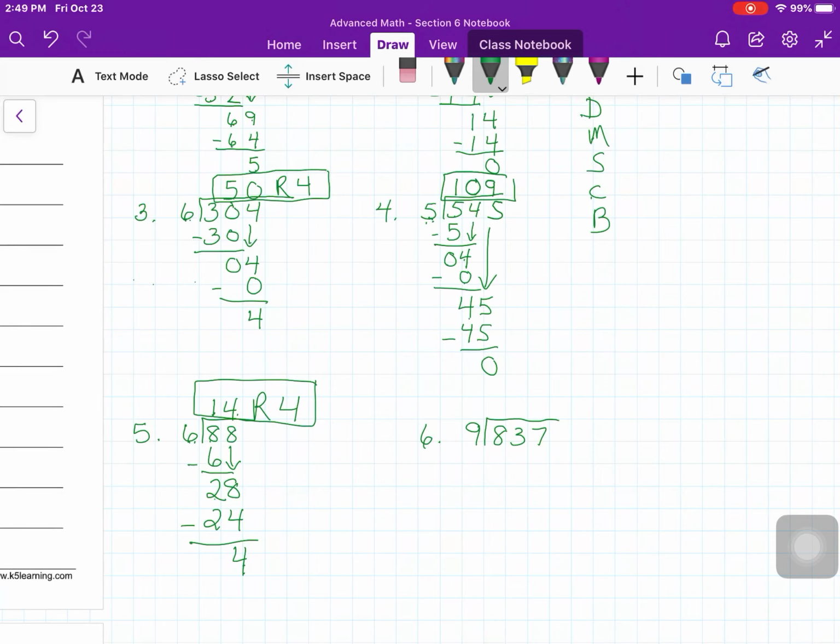And finally, the last one, I divide first, and so I say 9 goes into 83. How many times? It will go in there 9 times. I multiply 9 times 9 and get 81. I subtract, and 3 minus 1 is 2, and 8 minus 8 is 0. I check to make sure my 2 is smaller than my 9. I bring down my 7. Then I repeat the process. 9 goes into 27 3 times, and 3 times 9 is 27. I subtract, and I get 0. Nothing more to bring down, so 93 is my answer.